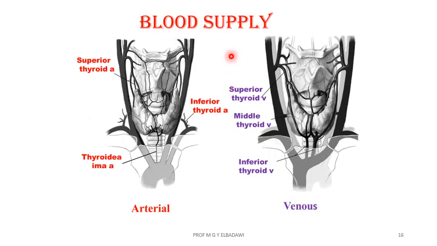The blood supply of the gland, the arterial: there are three arteries. The superior thyroid from the external carotid, the inferior thyroid from the thyrocervical trunk, the first part of the subclavian artery, and the thyroid ima, which usually comes either from the arch of the aorta or the innominate artery, but it is not a constant one.